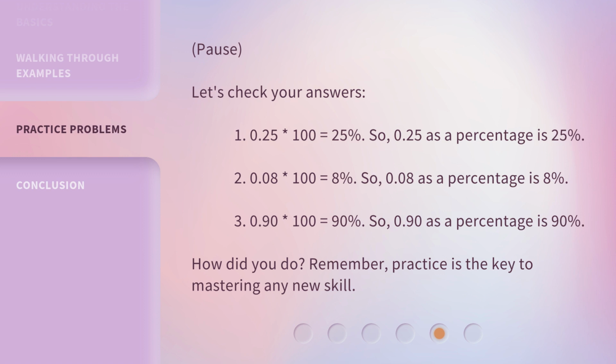3. 0.90 times 100 equals 90%. So, 0.90 as a percentage is 90%. How did you do? Remember, practice is the key to mastering any new skill.